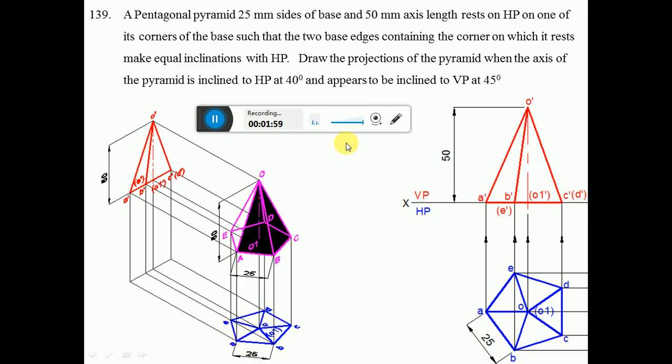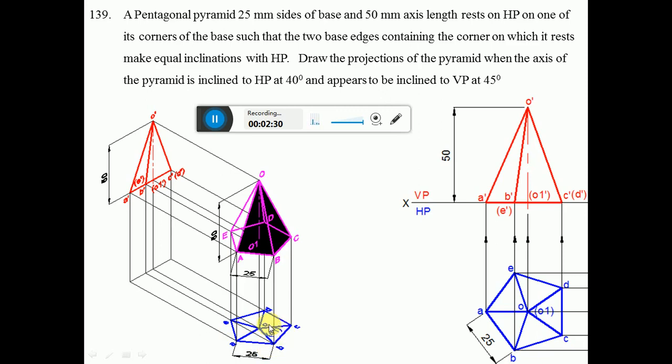Now it is placed such that all the base edges are resting on HP. Since all the edges are resting on HP, it is parallel to HP. Since it is parallel to HP, I am getting the true length in HP. That means all the sides of the pentagon will be equal to 25 mm. So here A, B, C, D, E are all the base edges, which is parallel to HP, so I am getting the true shape.